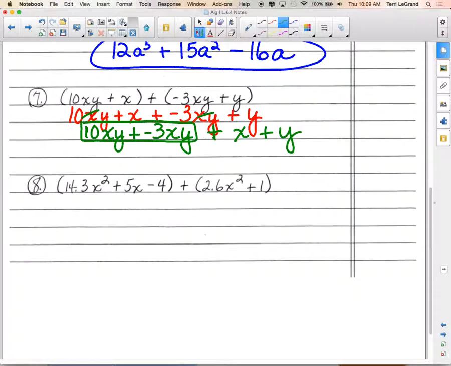So how many xy's are there? 10 plus negative 3. There's 2 sets. These are xy's, these are x's, these are y's. These are xy's. It's 7. Okay, and then can x and y combine? No, because we didn't make them into groups, did we?